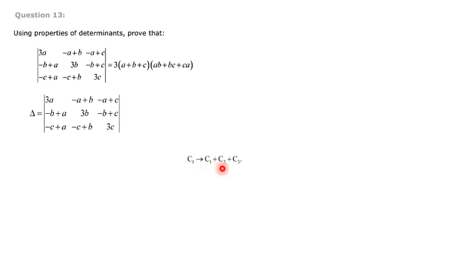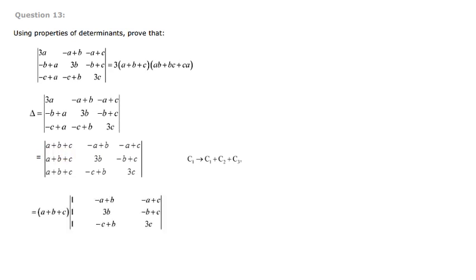C1 changes to C1 plus C2 plus C3, that is equal to a plus b plus c, a plus b plus c, a plus b plus c. First column is completely a plus b plus c, we have discussed before. Second column no change, third column also no change. From the first column we can take a plus b plus c as common outside, that is (a plus b plus c) into determinant. First column completely changes to 1, that is 1, 1, 1, and the second column same, and the third column also same, that is minus a plus c, minus b plus c, 3c.